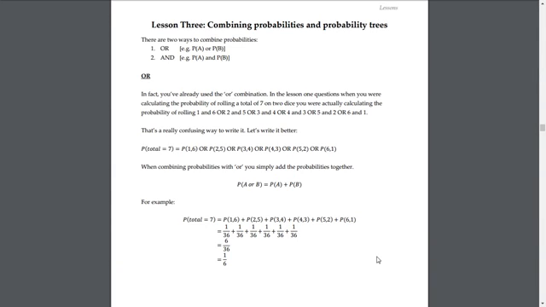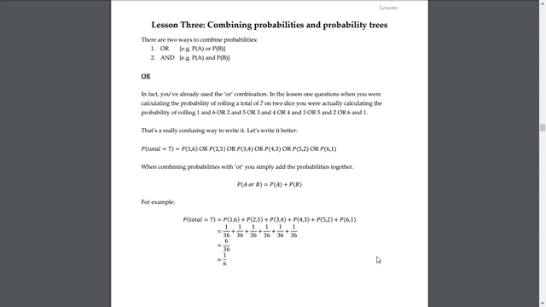There are two ways to combine probabilities. The first way using OR, and the second way using AND. So for example, we can say probability of A or the probability of B, or we could say P(A) and P(B). Let's talk about OR.